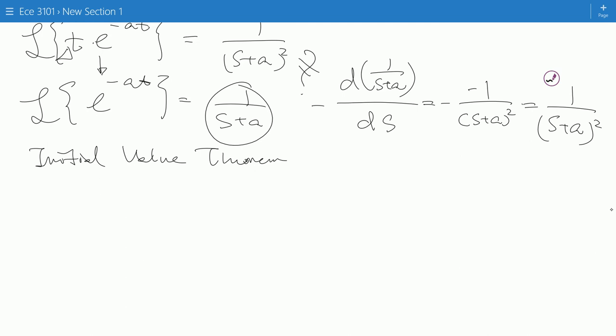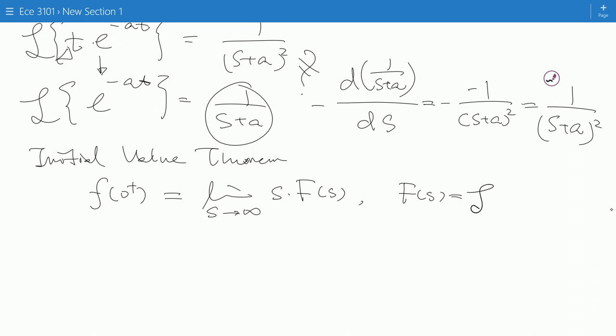The initial value, of course, is going to be the initial value of your function evaluated at time zero, which is our initial observation time point. But because we start the system at time zero, we want to make sure we're evaluating the initial value at 0 plus, so on the right hand side of the time axis. It's going to be equal to the limit as s goes to infinity of s times F of s, where F of s is the Laplace transform of f of t.